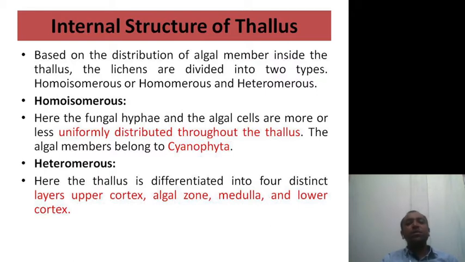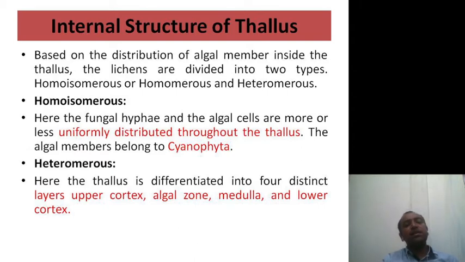Let us see a little bit of the internal structure of the thallus. Now based on the distribution of algal member inside the thallus, the lichens are divided into 2 types. One is your homoiomerous or homomerous, and the other is your heteromerous. In homoiomerous, the term homo is there, so that means it is uniform. So in this case the fungal hyphae and the algal cells are more or less uniformly distributed throughout the thallus. Examples are the members of Cyanophyta.